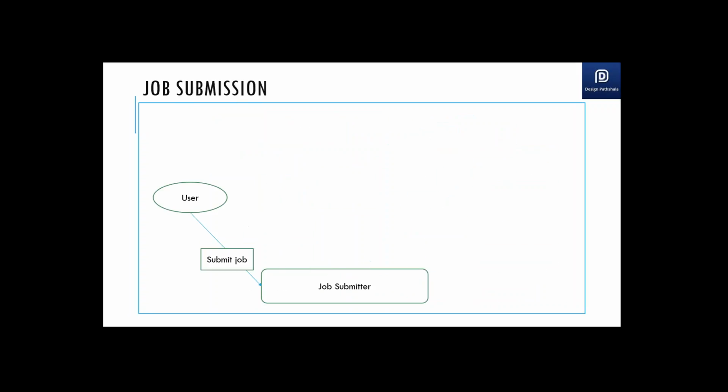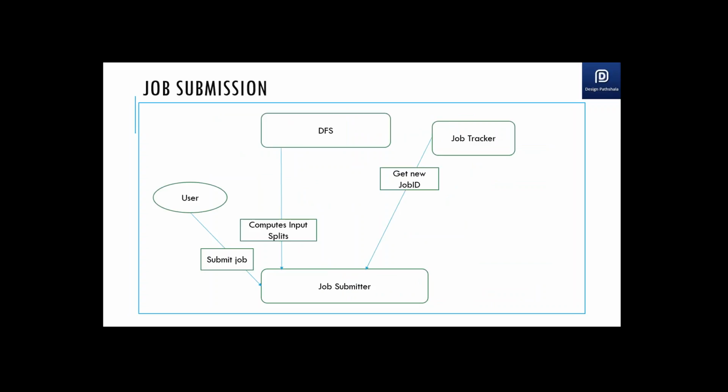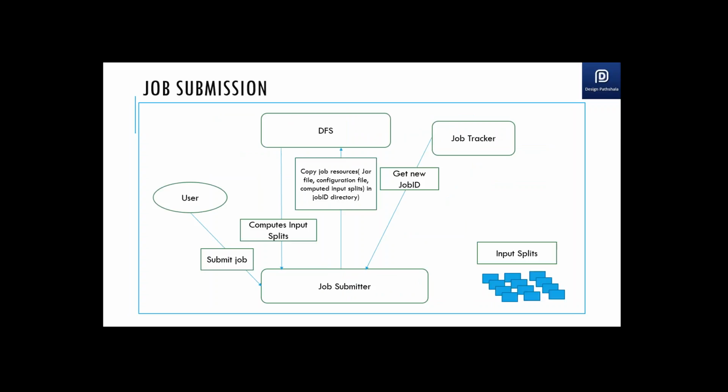So I'll repeat again. I submit the job, I get a job ID from the task tracker, and then the split information is being computed from the distributed file system, and the resources which are required to process your data, that is your logic, is copied into the distributed file system.